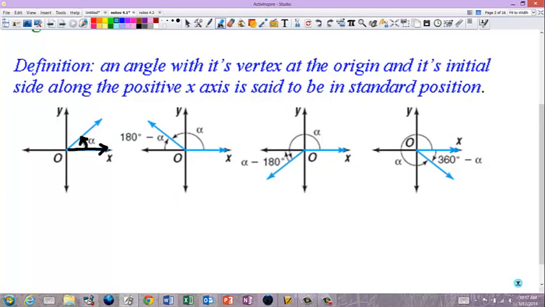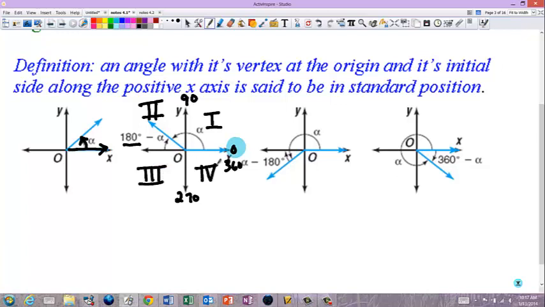Basically you have 0, 90, 180, 270, 360. So if you have an angle that's between 0 and 90, it's going to lie in quadrant 1. Between 90 and 180 will be in quadrant 2. Hopefully you remember these from Algebra 1 and geometry. Between 180 and 270 will be in quadrant 3, and between 270 and 360 would be in quadrant 4.